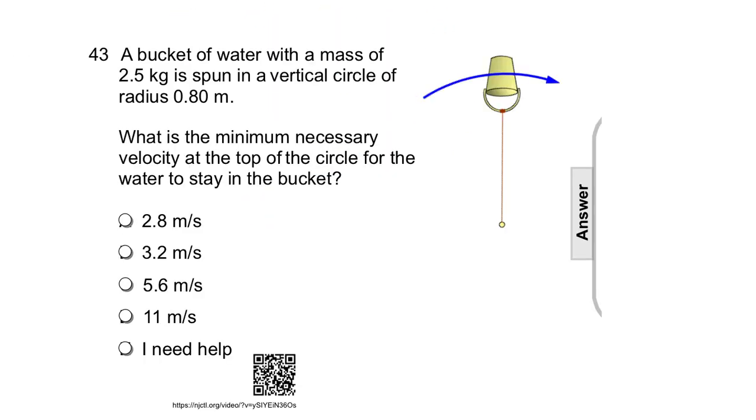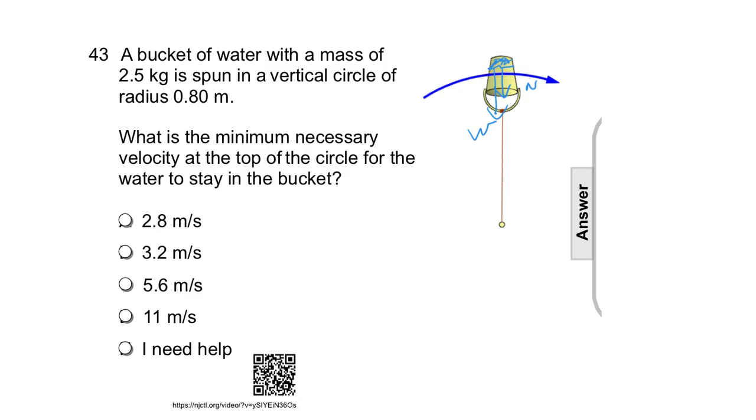This one, looking at the water inside the bucket. So there is a normal force of the bucket against the water, and there's the weight of the water. So this is just like a car going in a Ferris wheel. I'm sorry, in a roller coaster. It's like one of the carts going upside down at the top of the roller coaster.